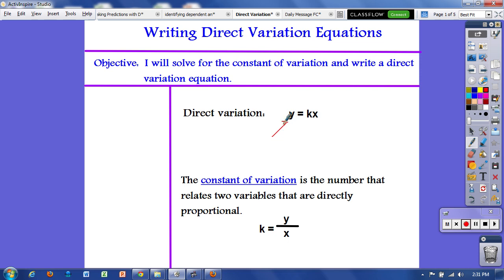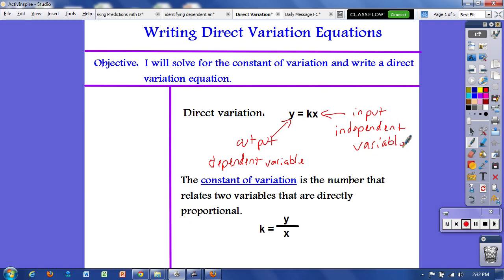is your output or dependent variable, and x is your input or independent variable. Okay, and that leaves k, which stands for constant of variation.